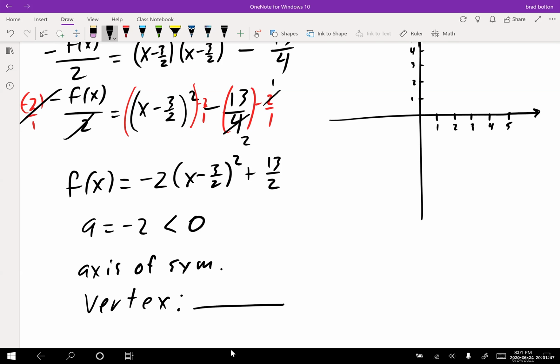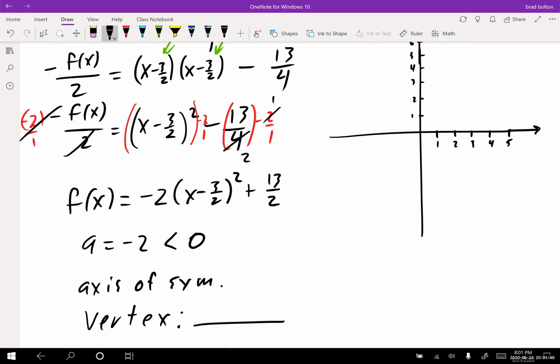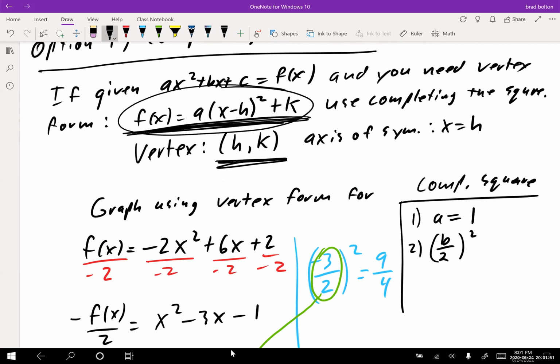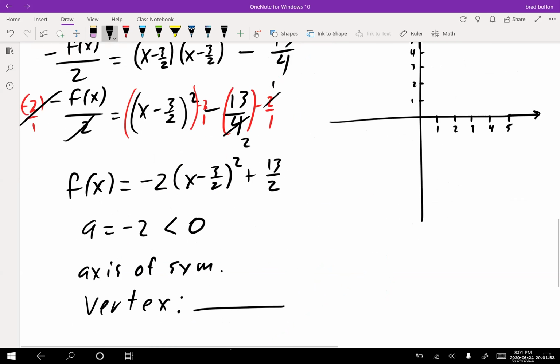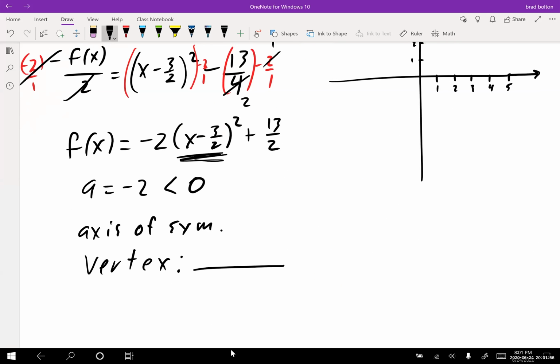So first, let's find our vertex. Well, our vertex, according to this, is always h comma k. So the opposite of whatever's in here. So this is a -3/2. So we're going to take 3/2 positive. And what's my y coordinate?